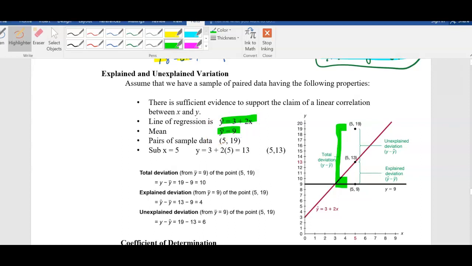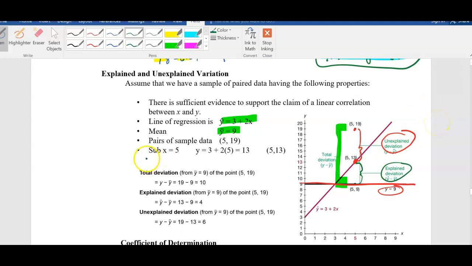So the mean of the Y value is 9. So this line is what we're comparing to right here, because that's Y equals 9. Now, when I look at the line here, let's say I'm looking at 5 and 19. The difference between this and what the line says my value is right here, that's unexplained deviation. And then the difference between my mean and the line is explained deviation. So how much does my line tell me where my value should be is what we're looking at.